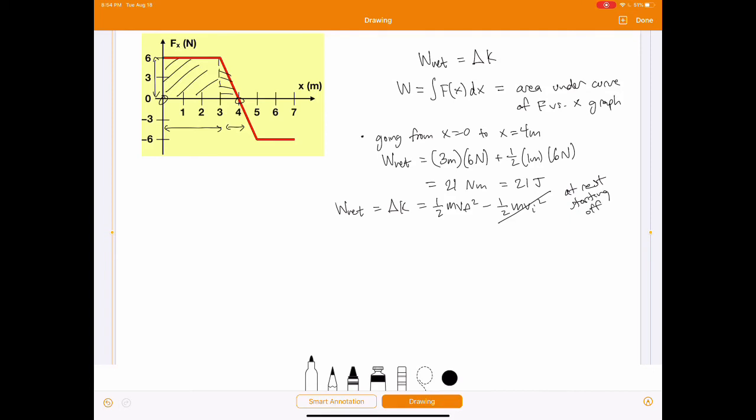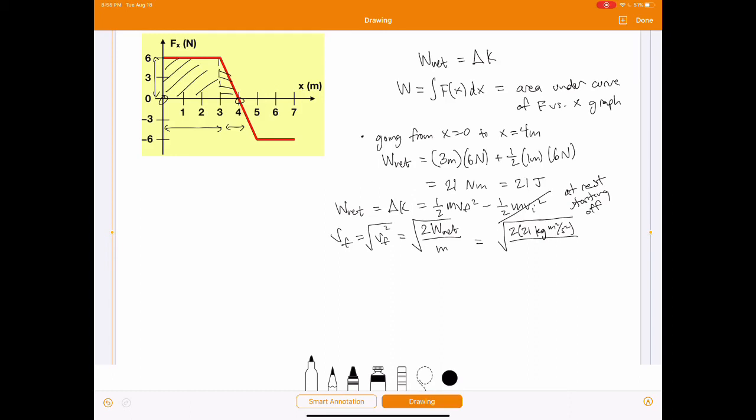And so we can calculate VF, V final, just by rearranging the equation to say that V final squared is 2 times W net divided by M. Of course, we have to square root both sides if we want to just get VF by itself. So what we have is the square root of 2 times 21 joules, which by the way is a kilogram times a meter squared per second squared. That's how you break down joules into the base units.